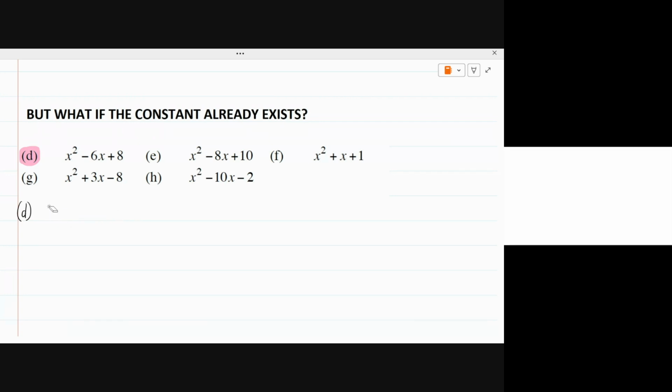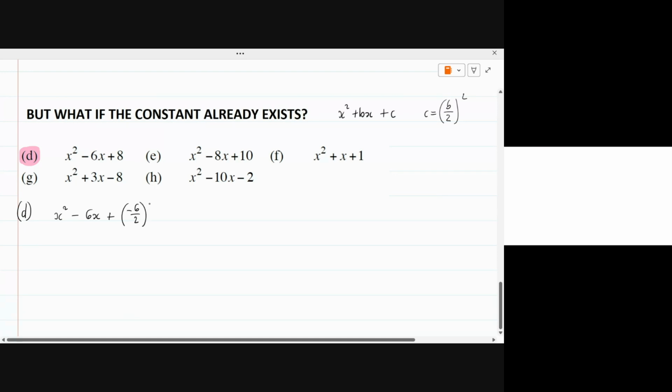Here's what I'm going to do. I'm going to go back to that rule that we've just learned. We know that if we have x squared plus bx, and we want the c value, c needs to be b divided by 2, and whatever answer we get there, we square it. So I'm going to go x squared minus 6x plus, and in brackets, negative 6 over 2 all squared, plus 8. I must add the 8. It's still part of my question. Are we in agreement? Yes, the plus 8 is part of the expression.